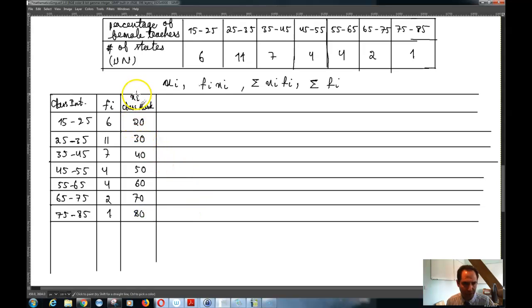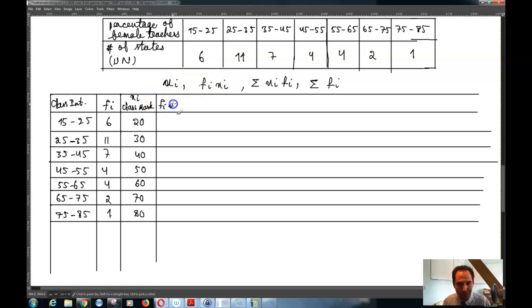So you can see that the difference between all the respective class marks is 10, and that's equal to the class interval, or the class size. The class sizes are 10 for 15 to 25, 10 for 25 to 35, 10 for 35 to 45, 10 for 45 to 55, and so on and so forth. Okay, so now we have our x of i's, and now we can calculate f of i times x of i.